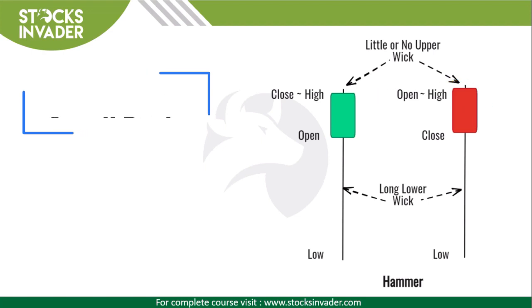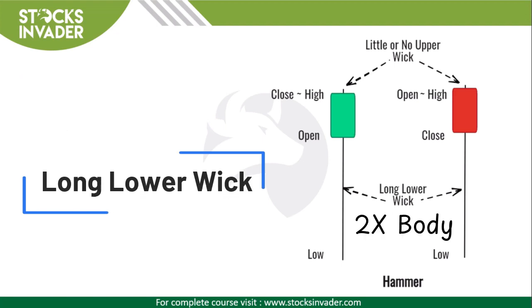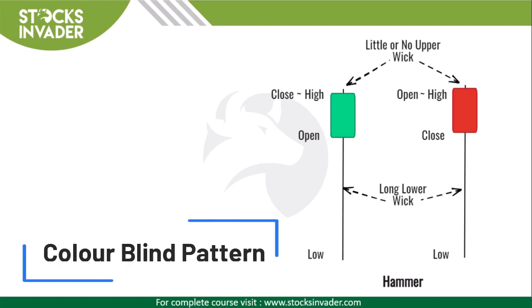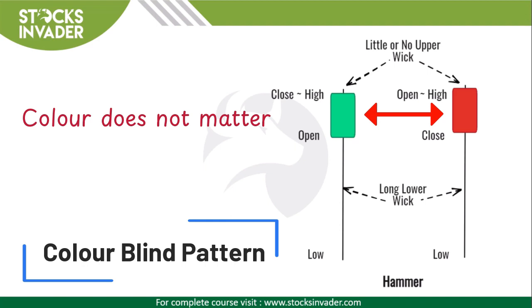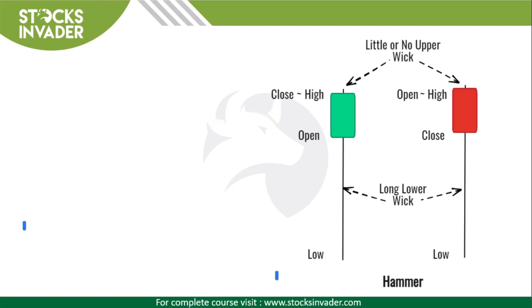Then comes a longer lower wick. It should be at least twice the length of the body, indicating that prices significantly pushed down but then pulled back up. Finally, a color-blind pattern. The color of the hammer body can be either green for a bullish signal or red for a less bullish signal. What's more crucial is the position and proportion, not the color. It must appear in a downtrend.